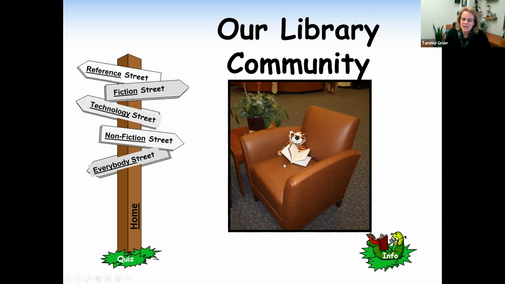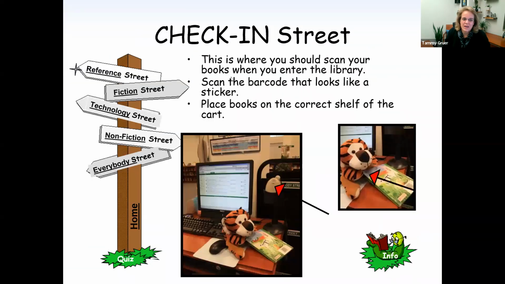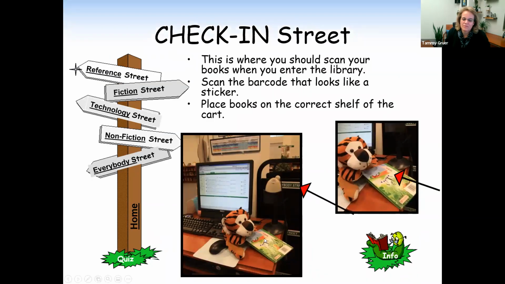TJ would go through and he would visit the library community. No matter what age the students in the library were, we could talk about what kind of books lived on the check-in street. It went through the process, right? To scan their own book, and then they would put it on the cart. And the cart had top shelf was everybody books. The middle shelf was fiction street. The bottom shelf was nonfiction street, or whatever order they happened to be in.